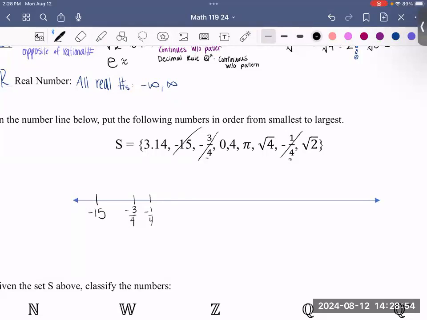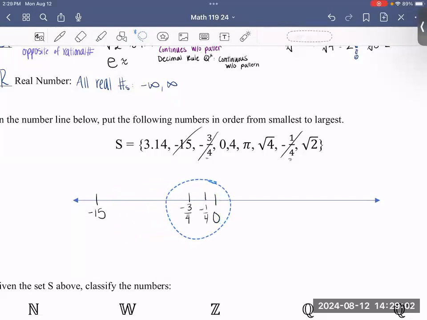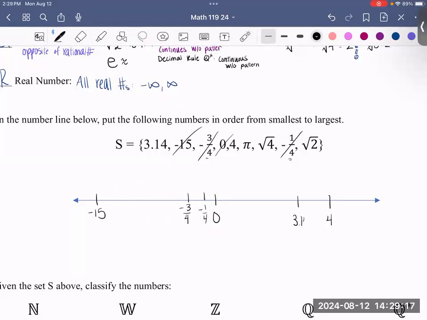And then we have 0, kind of over here. We'll say 0, we'll put right here. Scoot this over a little bit. So then we have 4, 3.14, which if we're just looking at those values, right, 4 can be over here. 3.14 is definitely less than 4.